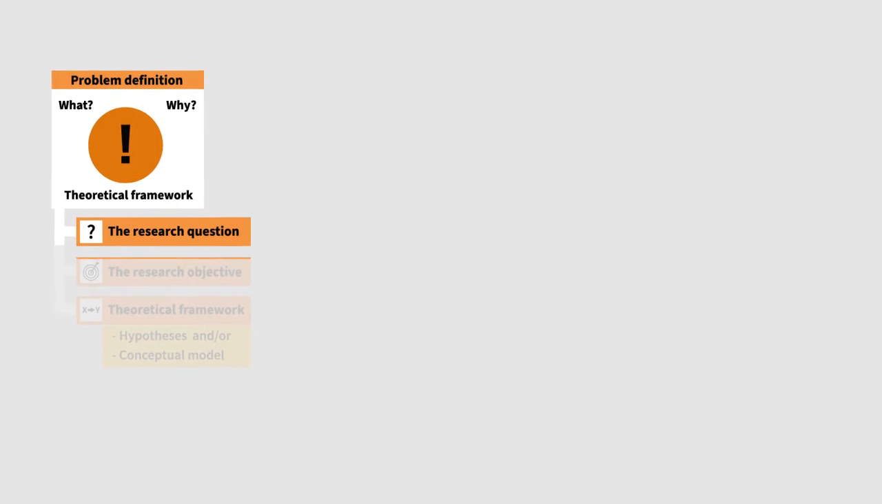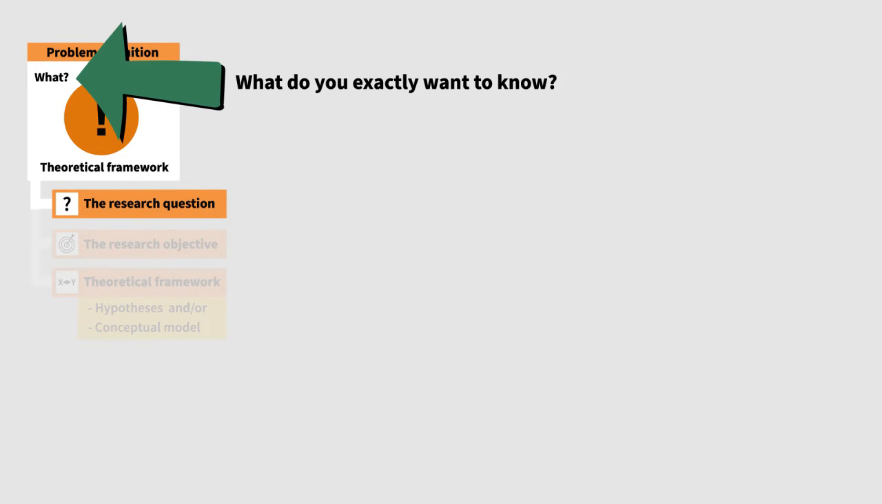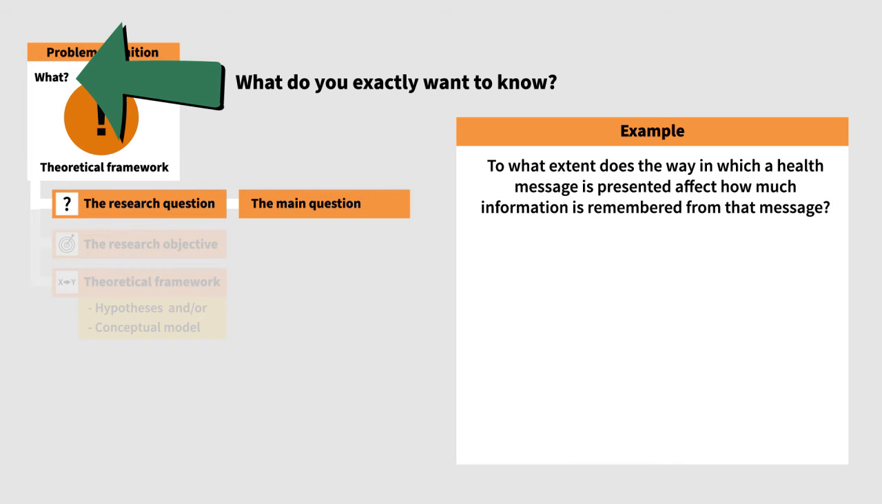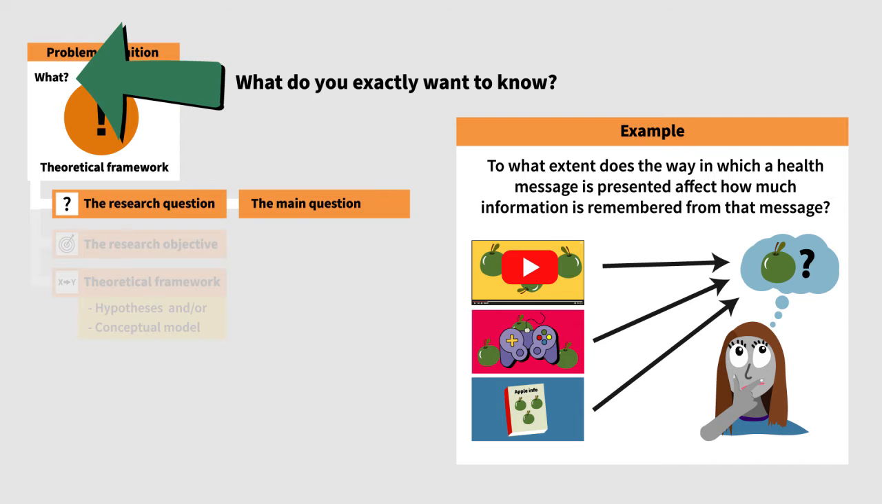Let's start with the research question. This question describes what you want to know exactly. It is the main research question, that is, the most important question in your research. The following question, for example, can be put as the leading question of your research. To what extent does the way in which a help message is presented affect how much information is remembered from that message?